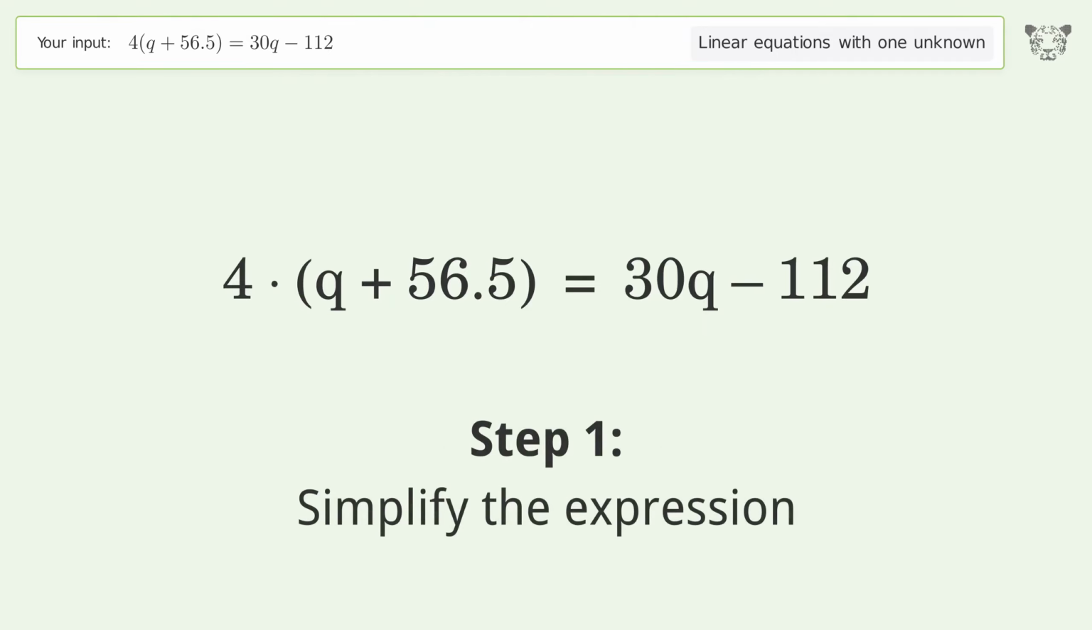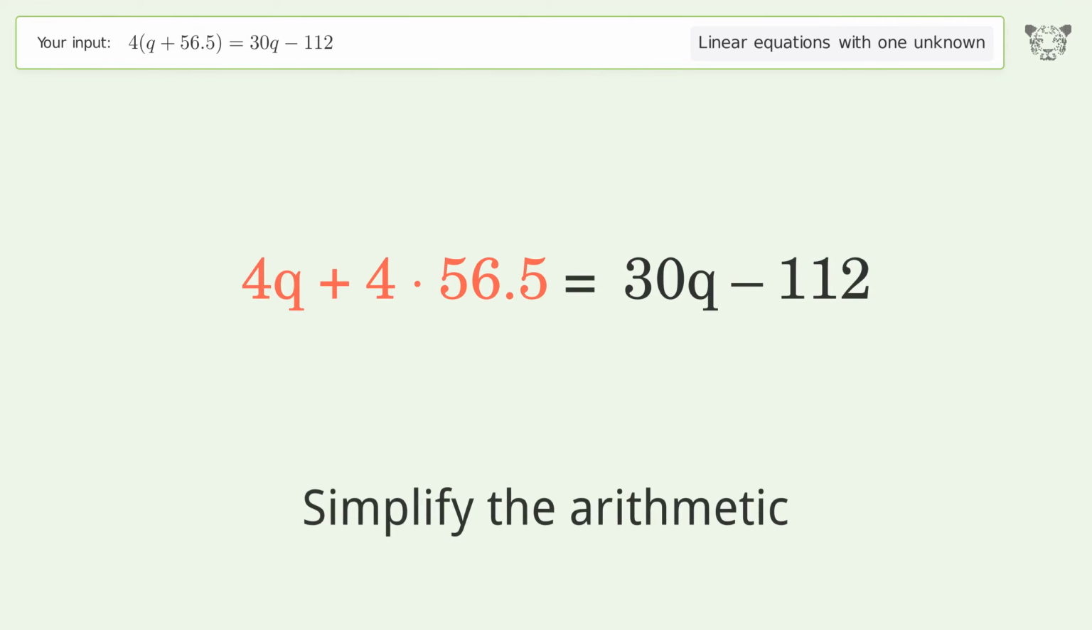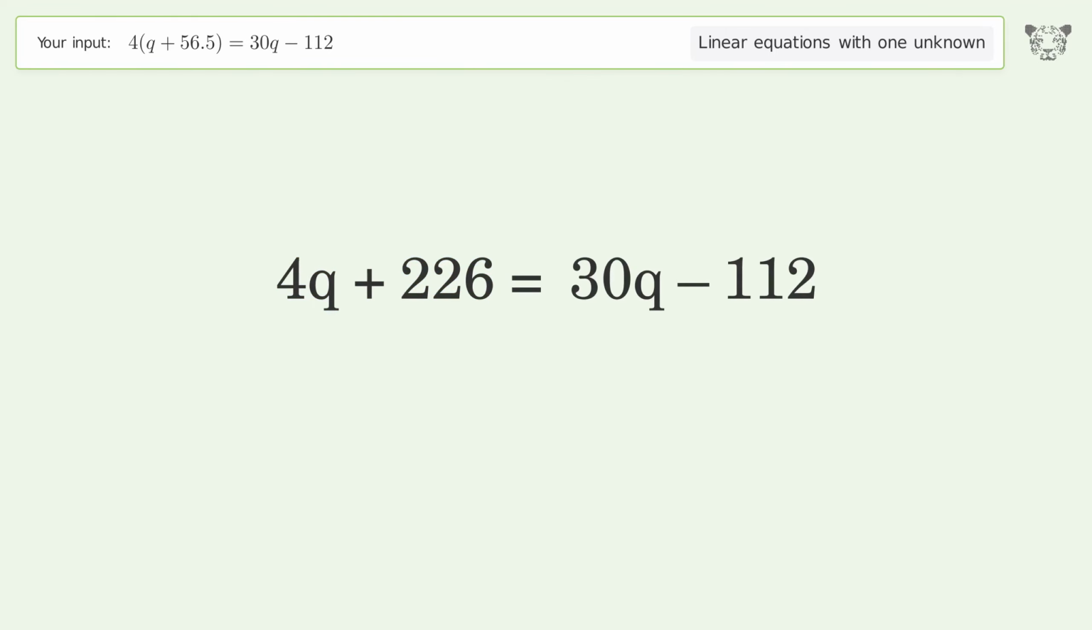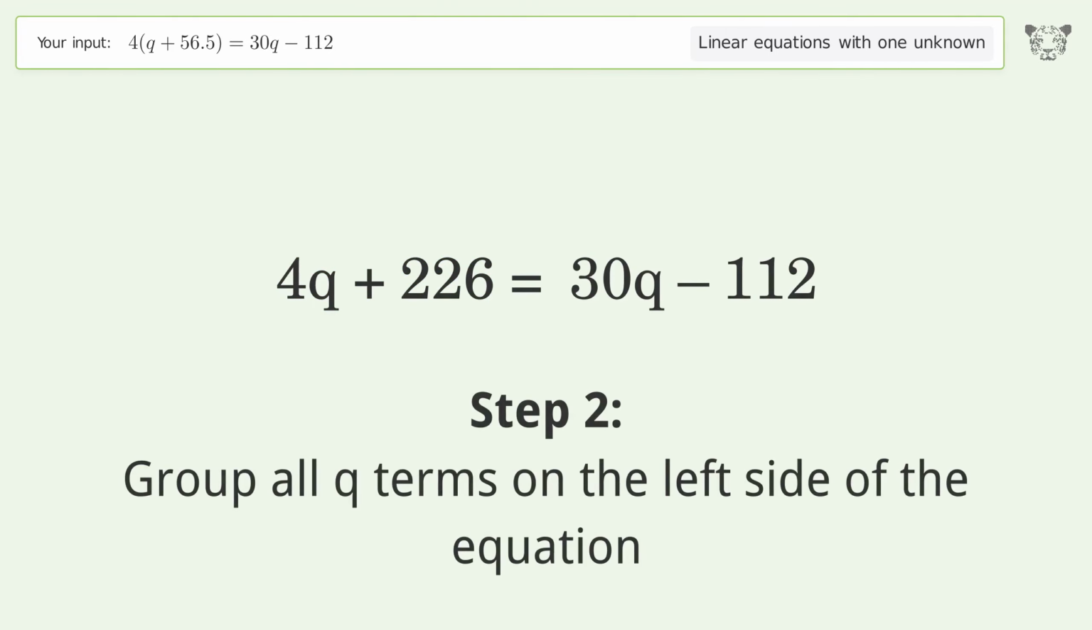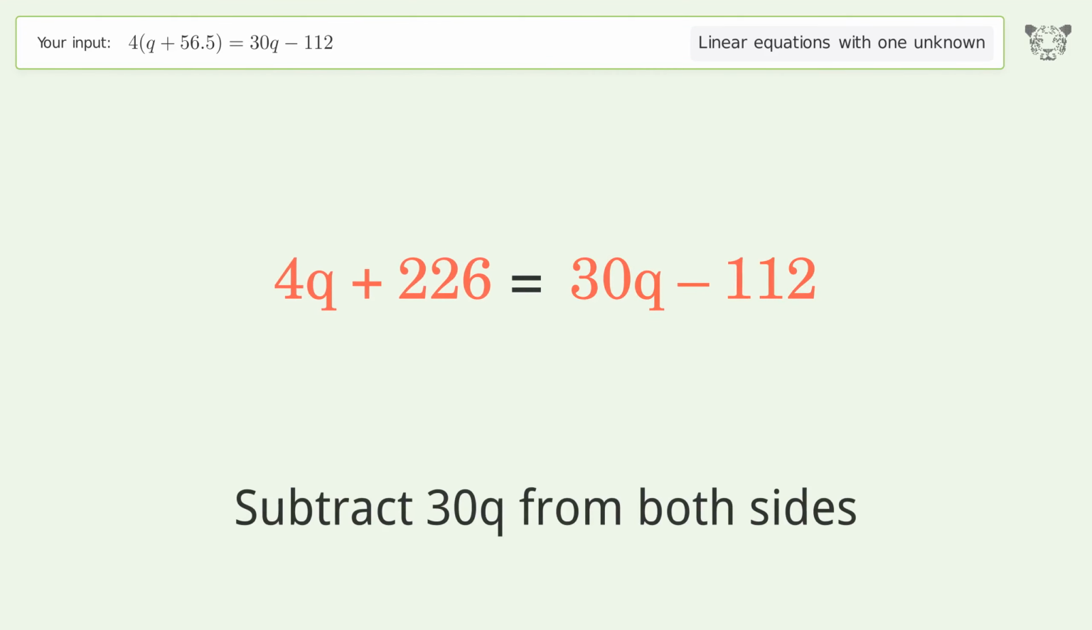Simplify the expression. Expand the parentheses. Simplify the arithmetic. Group all q terms on the left side of the equation. Subtract 30q from both sides.